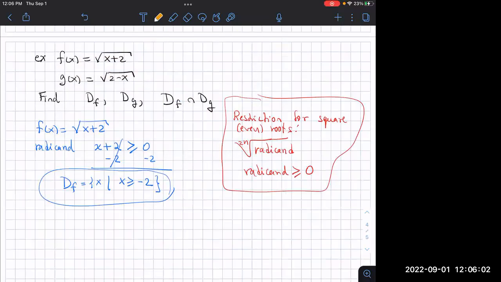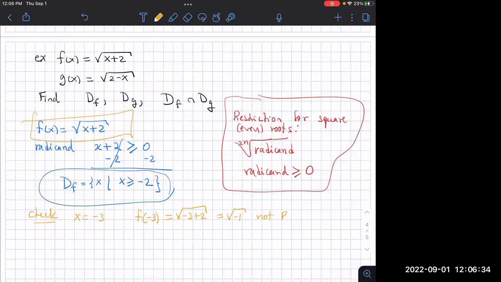And if we're still not sure, well, let's check. Give me a number that is not greater than or equal to -2. Say -3. What happens when I try to calculate f of -3? This is my function, the square root of -3 plus 2. What is -3 plus 2? -1. What's the square root of -1?